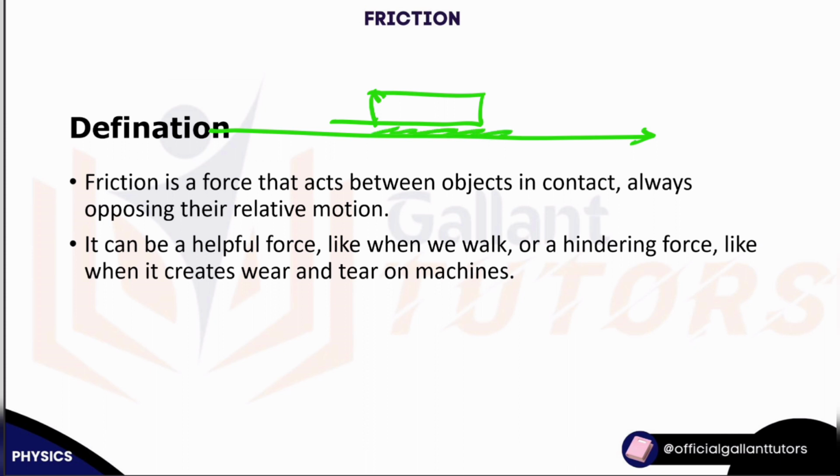There are, at the microscopic level, small particles on it. Therefore, any box placed on this surface will not be able to move fast, will not be able to proceed faster. So it can be helpful sometimes, maybe while walking, or it can also be a hindering force. This is the main reason why the efficiency of a machine can never and will never be 100%, because of friction. It creates wear and tear on the machine.